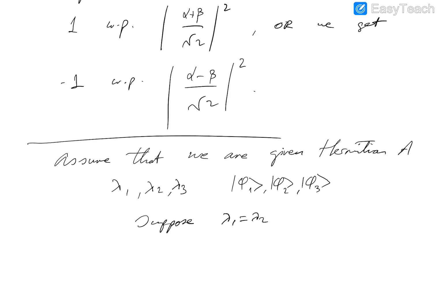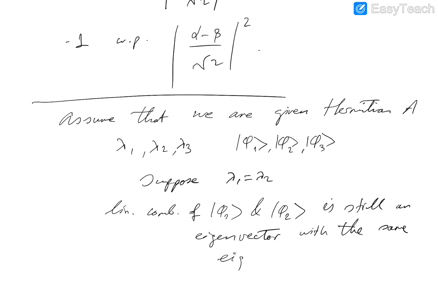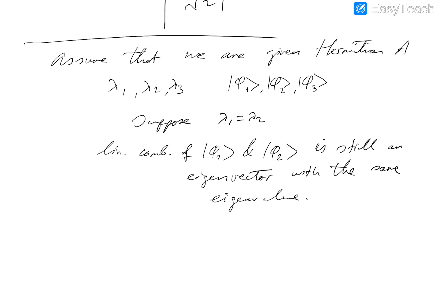Well, this is no problem because a linear combination of phi 1 and phi 2 is still an eigenvector of A with the same eigenvalue. So we can collapse this two-dimensional vector space into a one-dimensional space. Okay, we can do a reduction on the vector space. So this should be no problem.